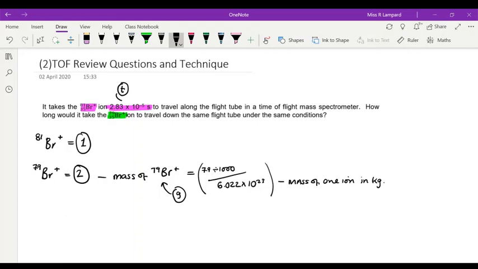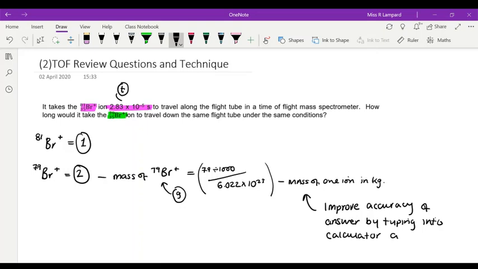I'm going to leave that and not actually work it out now, because I'm going to plug that directly into the calculator when we get to it, and that will help to improve the accuracy of our answer and avoid rounding errors. But you do have to be careful and watch out for calculator error. Improve the accuracy of the answer by typing it into your calculator at the end. But that's how we're going to be working out the mass.